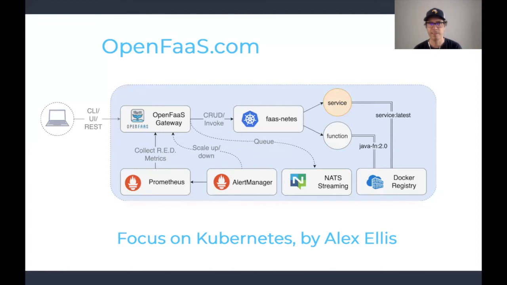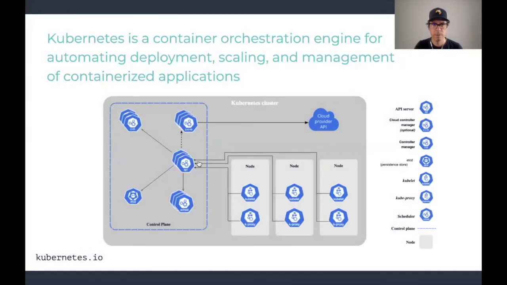OpenFaaS has an emphasis on Kubernetes. It provides auto-scaling metrics, an API gateway, and it is language agnostic. So what's Kubernetes? Kubernetes is a container orchestration engine for automating deployment, scaling, and management of containerized applications. As you can see in this graph, the cluster consists of a set of worker machines or nodes that run containerized applications. The worker nodes host the pods that are the components of the application workload. The control plane manages the worker nodes and the pods in the cluster.